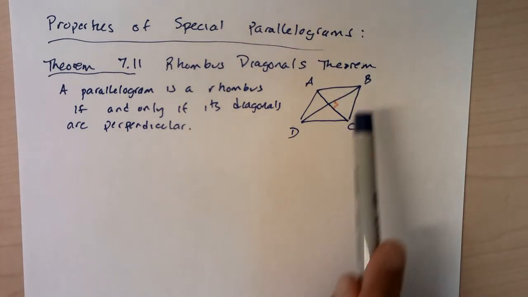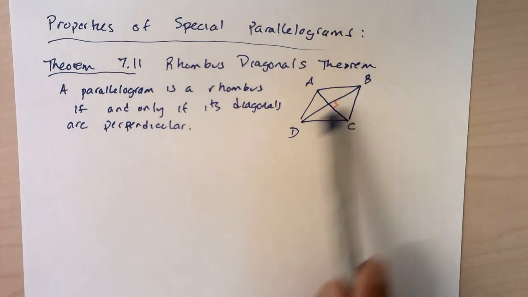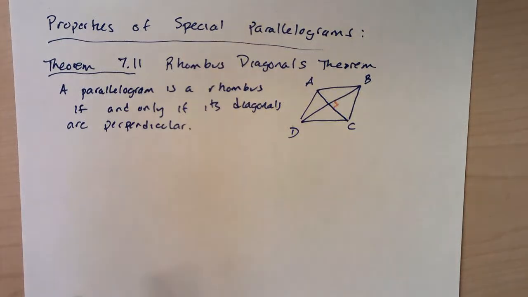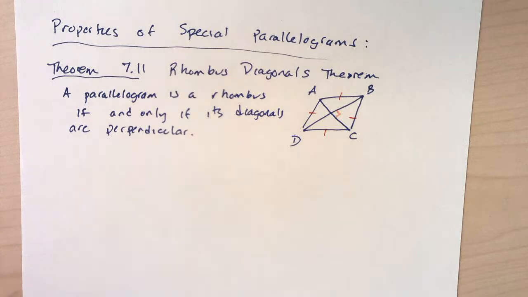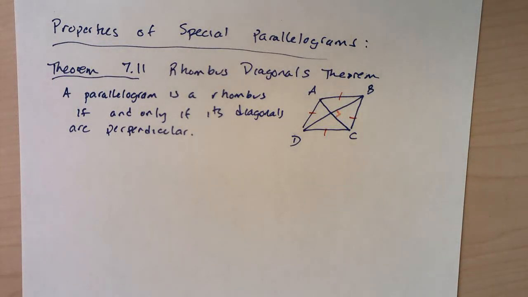So if I have the parallelogram ABCD, the diagonals in this case BD and AC, if they're perpendicular, then that parallelogram is a rhombus, which would imply all the sides are congruent. It's one of the properties of the special parallelograms. Again, since a rhombus is a parallelogram, it would still possess all the properties that a parallelogram has as well.